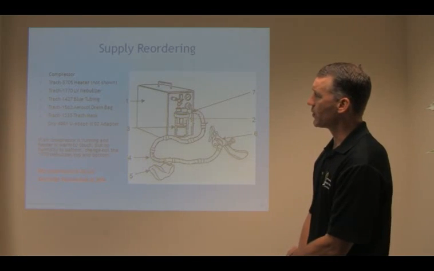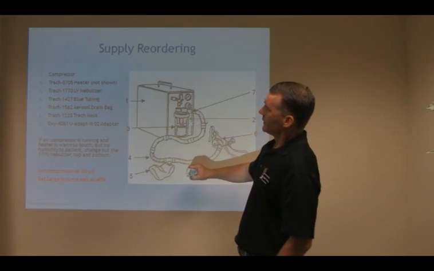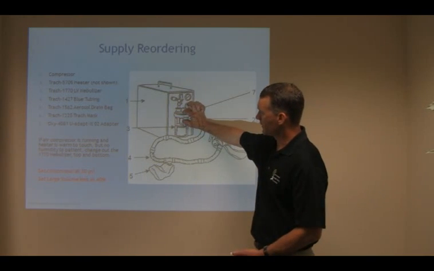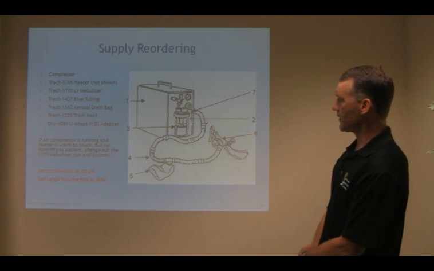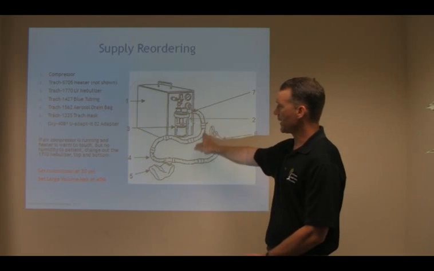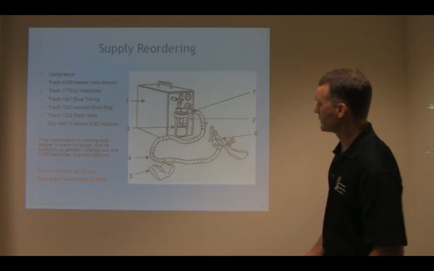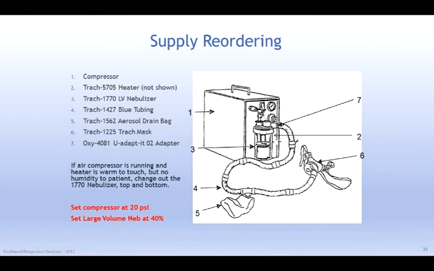Once again, supply reordering here. Number one, this would be the compressor. The 5705 heater, which is a heater that plugs in directly between here, or a sleeve that's not shown here. The 1770 large volume nebulizer. This is our yellow top nebulizer, blue corrugated tubing, aerosol drain bag, trach mask, and the oxygen adapter, which would be right here. If the air compressor is running and the heater is warm to touch, but no humidity to the patient, change out the nebulizer bottle, top and bottom.